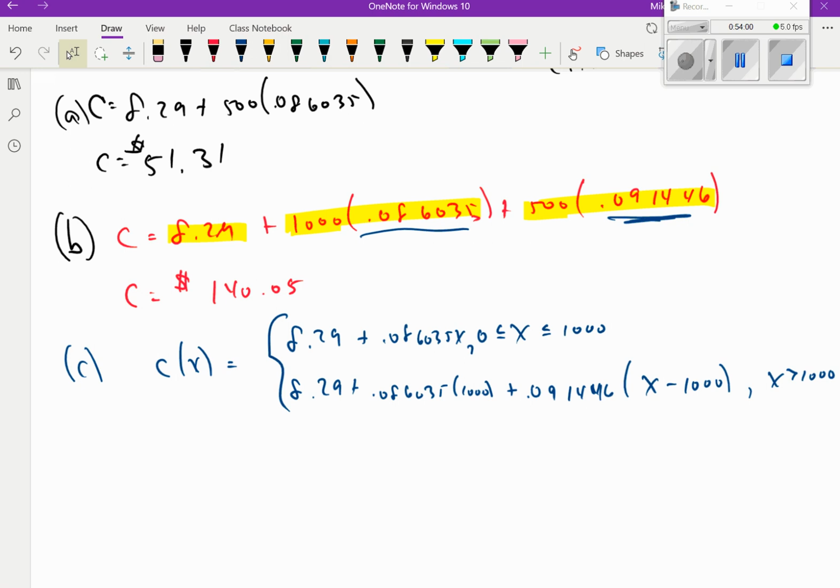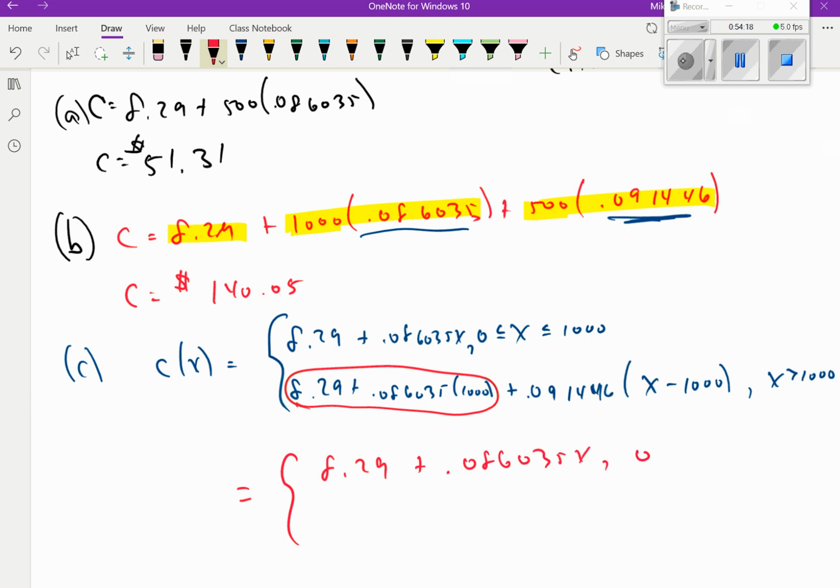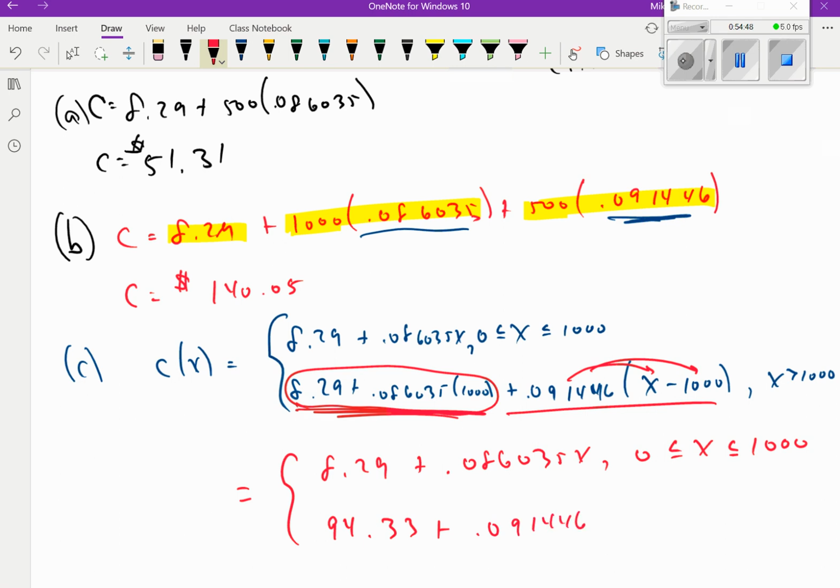Now, one of the things that we would like to do on something of this sort is to clean this up a little bit, because we can go ahead and add those together. We can calculate that. So I would go ahead and revise this and say this is 8.29 plus 0.086035x when our kilowatt hours is between 0 and 1,000. Then if I multiply and add those together, that ends up being $94.33 plus then this other part. Whoops, not completely. If I distribute that and then combine like terms, I end up with $94.33 plus that 0.091446x, and that would be when x is bigger than 1,000. So that would be my cost in terms of x, this final item down through here.